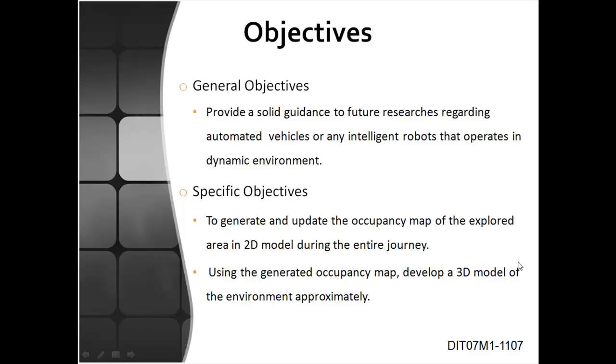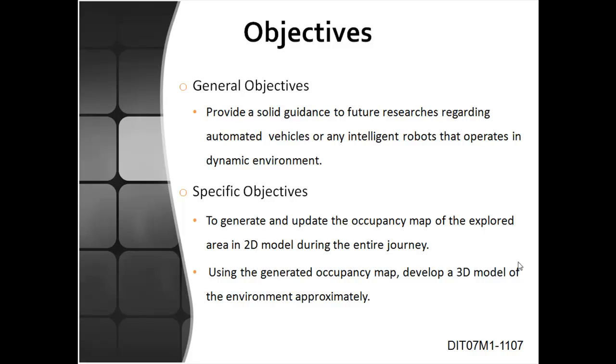Thank you, Rajit. I'm Rukshan and I would like to explain the objectives of this project. We have a main general objective, which is to provide solid guidance to future researchers regarding automated vehicles or any intelligent robot that operates in a dynamic environment. With a system like this, a robot or a vehicle can navigate in a dynamic environment without any human interaction. That's the general objective of this project.